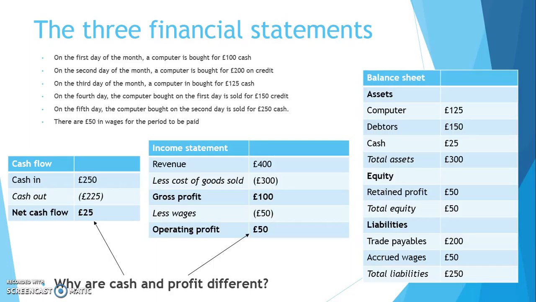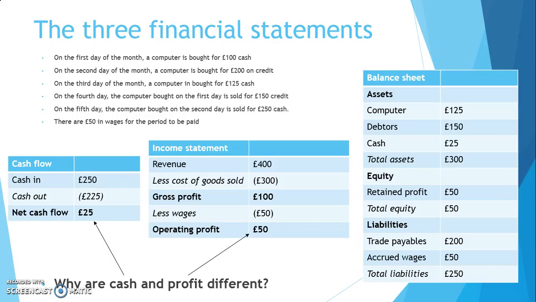The balance sheet, firstly the assets, these will be defined later. We have the unsold computer, bought on the 3rd day, at £125. We have the credit sales, known as debtors, £150. We also have the cash from the cash flow statement, £25, giving assets of £300. Then we have the equity, we have the retained profit from the income statement, £50, giving total equity of £50. We also have the liabilities, trade payables, which is credit purchases, £200 for the computer bought on the 2nd day, and the accrued wages of £50, which have not yet been paid by the business, giving total liabilities of £250.